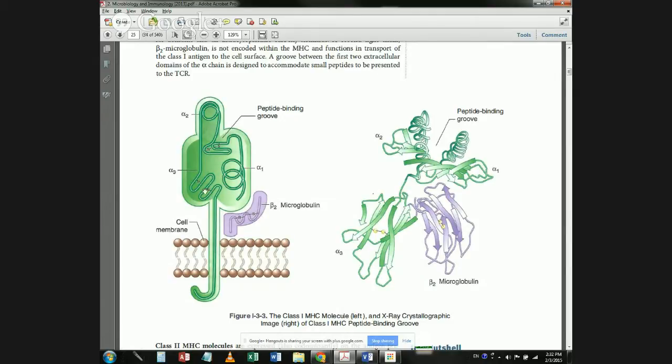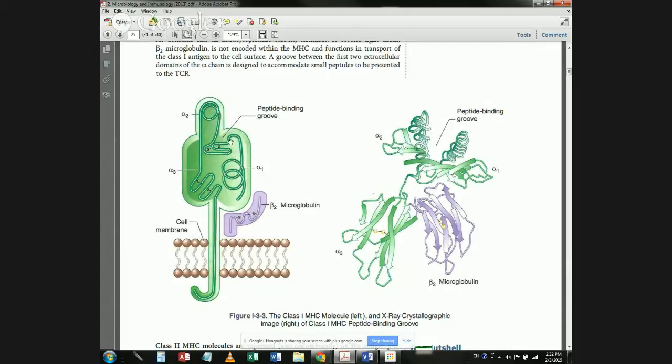Look at this, it has two disulfide bonds, and you have three parts of it, right? Three domains, alpha 1, alpha 2, and alpha 3. But look, it's just one whole chain that forms three chunks. Now between the first two, there's a little groove.